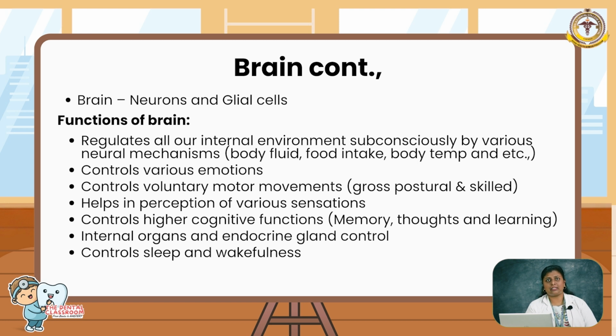So all these sensations are also perceived by our brain only, and it controls the higher cognitive functions like learning, memory and thought process of our central nervous system. Everything is done by this brain only. And internal organ functions, also the endocrine hormone secretion, everything is helped and controlled by the brain. So it controls sleep and wakefulness of the person also. So overall, all our body function is controlled by the brain only.